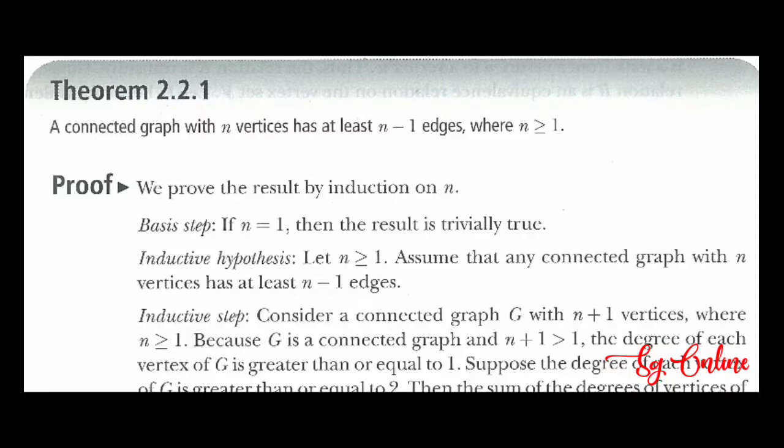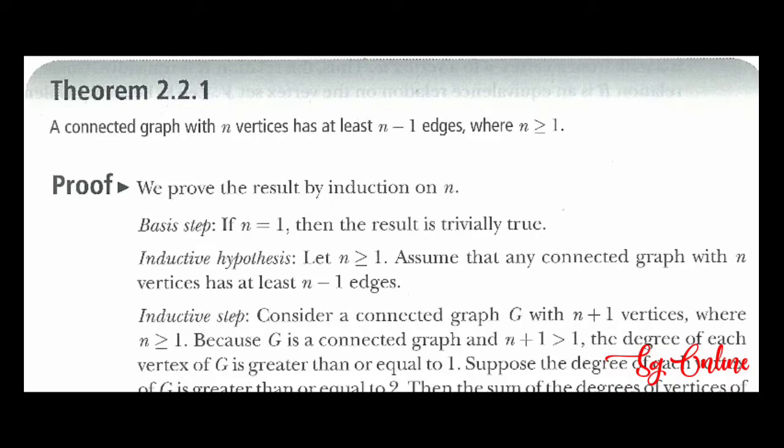So for the basic step, if we have n equal to 1, that is a single vertex graph and there is no edge, and therefore 1 minus 1 is 0. So the graph has at least 0 edges. And that gives us the basic step.